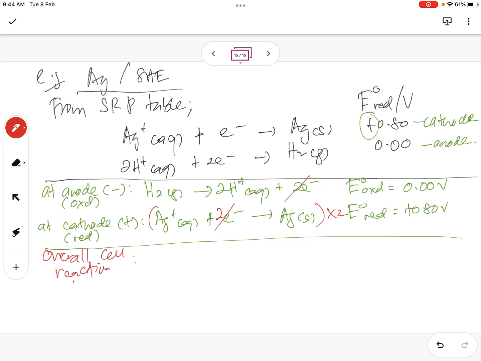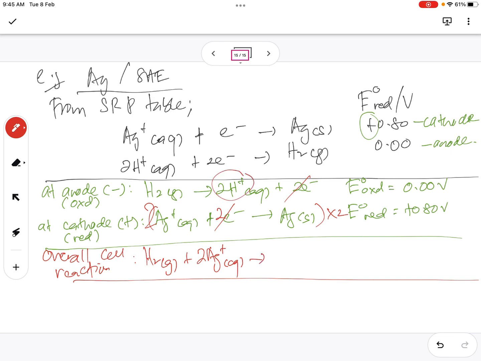Overall cell reaction kita. So H2 seperti sedia ada, tambah 2Ag plus, hasilkan 2H plus, yang ini kekal, tambah 2Ag solid. Did you get the same thing, guys? Yes, sir. Okay, so you got the same thing.